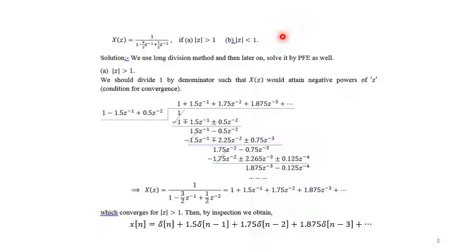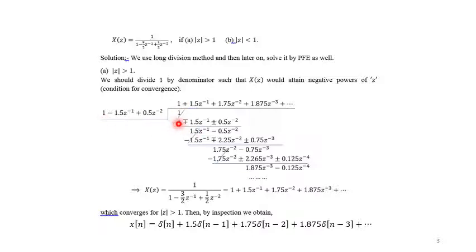Okay, so because it's this one, right, 1 divided by 1 minus 1.5 z inverse plus 0.5 z to the power minus 2, let's use the long division method. So we say 1 divided by 1 minus 1.5 z inverse plus 0.5 z to the power minus 2. If I multiply it with 1, I hope you understand the division. That's quite straightforward.